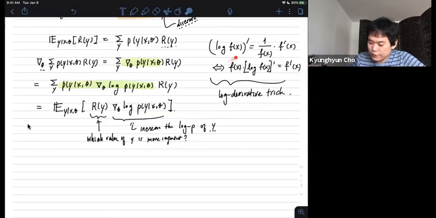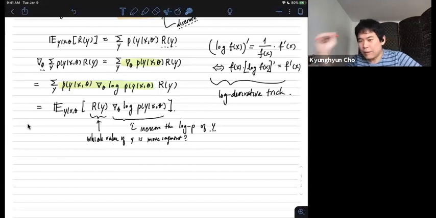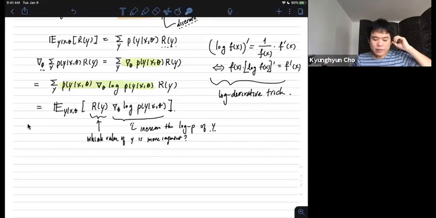Using this log derivative trick to compute the gradient, the gradient turned out to be the expected gradient of the log probabilities of y weighted by the associated reward function r. Okay, so far so good. Now, unfortunately, it turned out that computing this is a bit problematic.